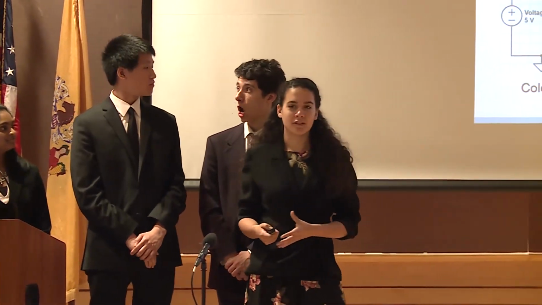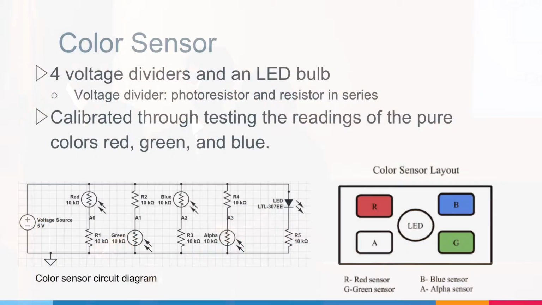Next, we made a color sensor, which is made up of 4 voltage dividers and an LED. Voltage dividers are made up of a photoresistor and a resistor in series. Because a photoresistor changes its resistance based on how much light hits it, you can measure the voltage drop to see a color when you combine it with a color filter. What a color filter does is it filters out all wavelengths of light other than your desired wavelength. So, for example, if we put a red filter on, it would only see the red light.